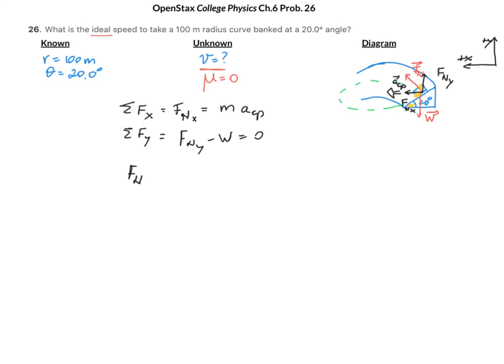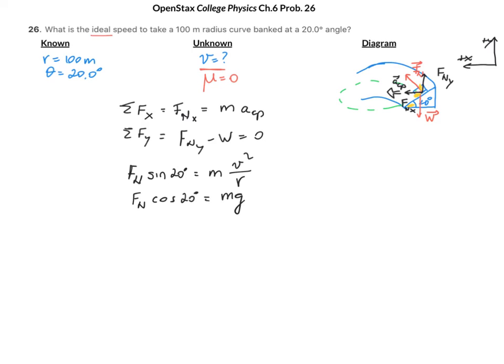That means my Fnx, this component over here, is actually the opposite of the 20-degree angle in this rectangle. So Fnx goes with a sine, and we'll write that here. Fn sine 20 degrees is equal to the mass times the centripetal acceleration, which is v squared divided by r. In the y direction, we have Fn cosine 20 degrees is equal to mg, because up here we had Fny minus weight is 0, so Fny has to be equal to mg.